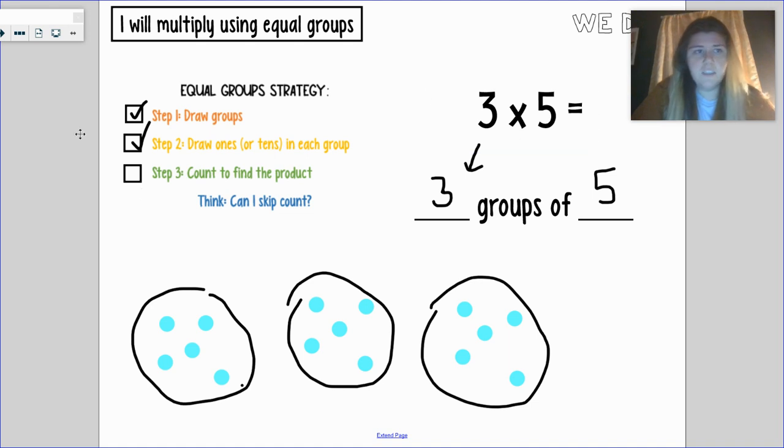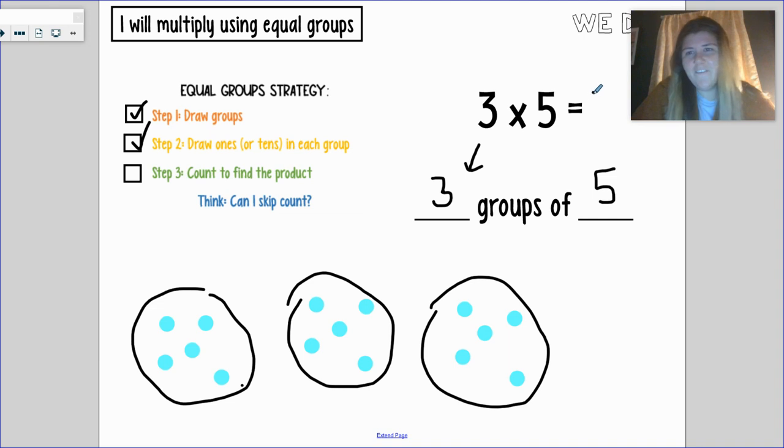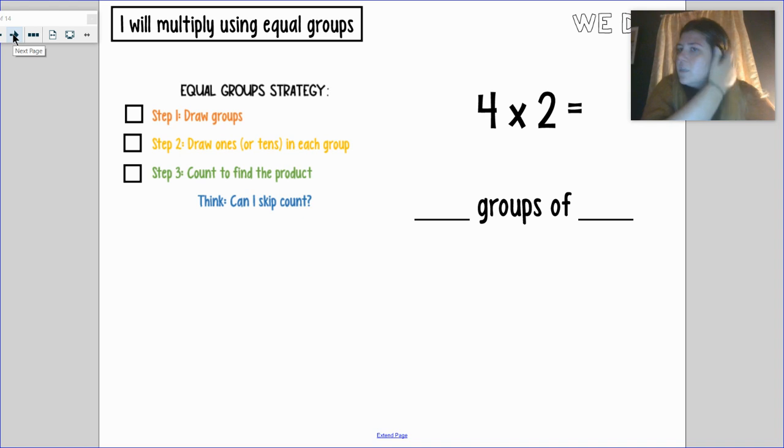So 15 is my answer. I can check off that box. Hopefully you got the same answer when you are filling this out on Nearpod. Okay, let's move into the next one.